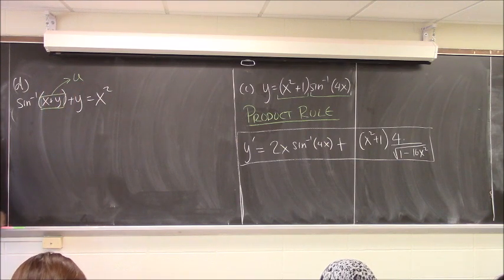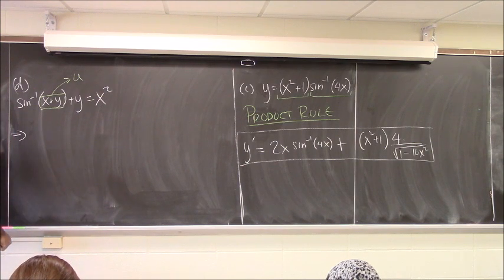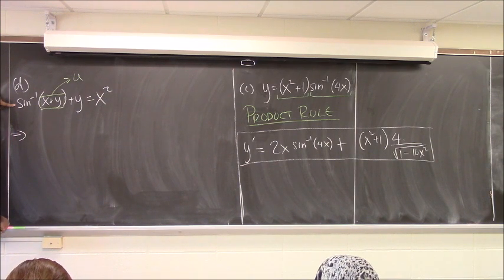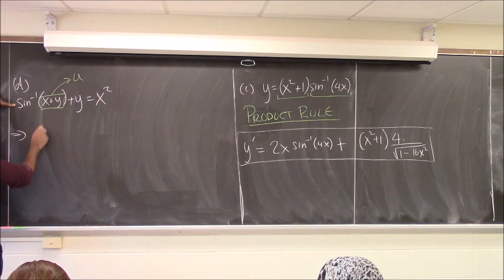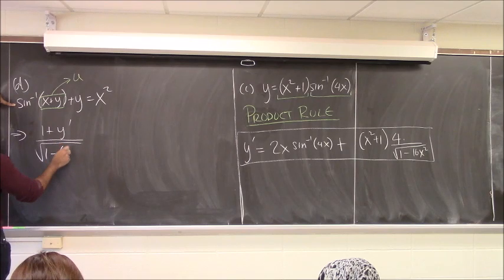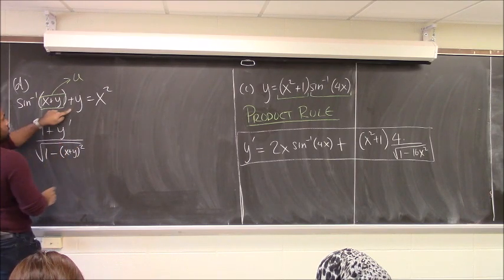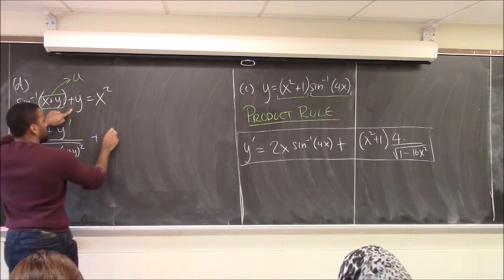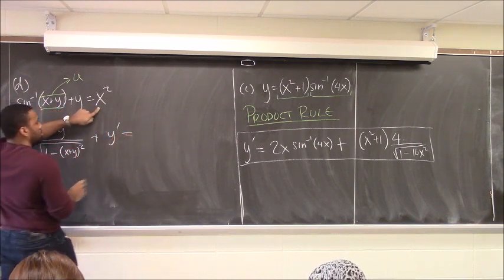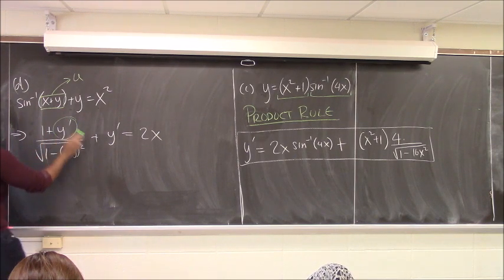Okay? So we start by going through and differentiating everything. How do you differentiate this guy? You do 1 plus y prime over square root of 1 minus x plus y squared. First thing. Plus y prime equals 2x. That's the first step.